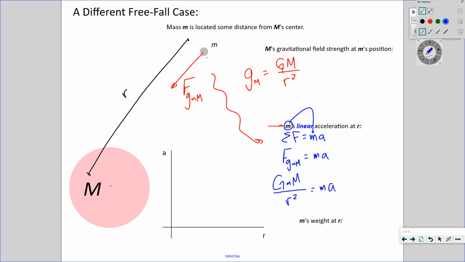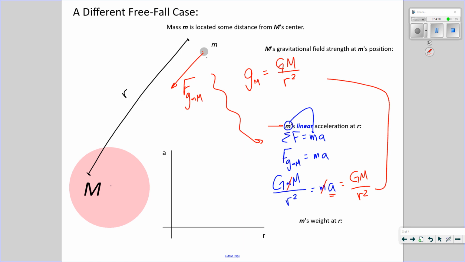And notice, a lot like we've seen before, the mass of the object that's accelerating due to gravity is irrelevant. And so here's a's acceleration. It's G big M over r squared. Look at that. Those are the same thing.